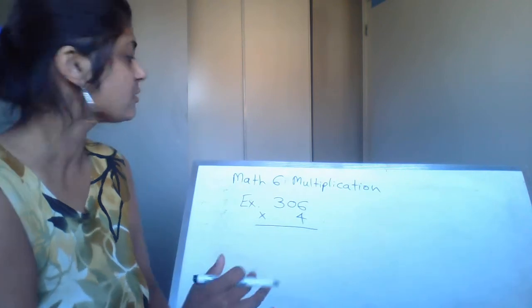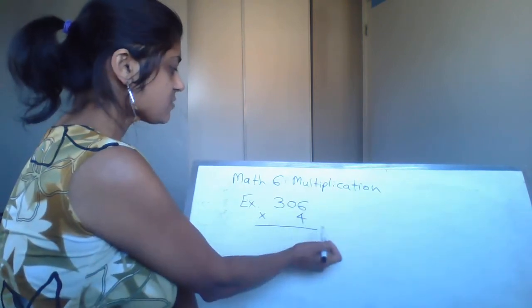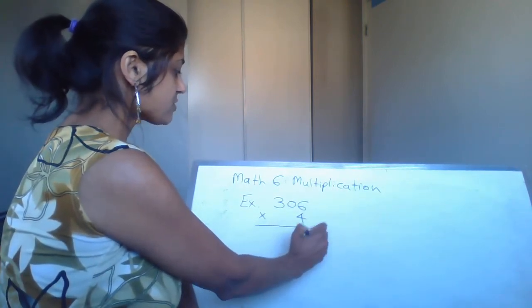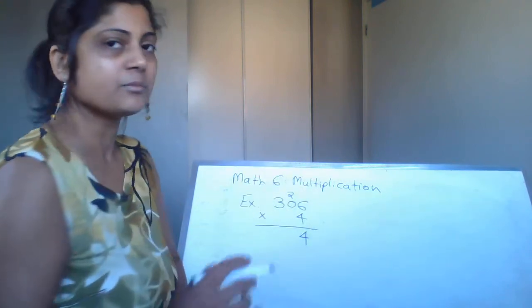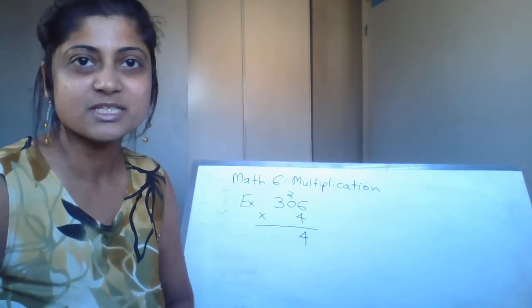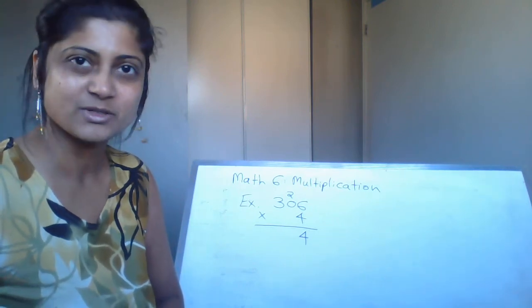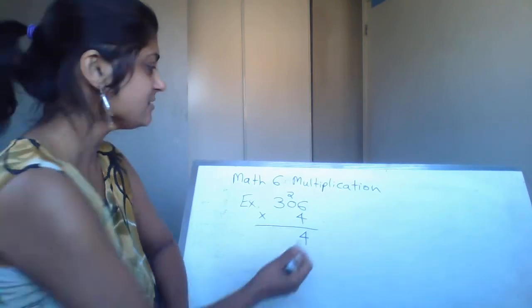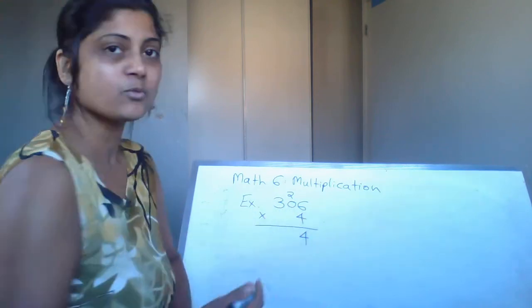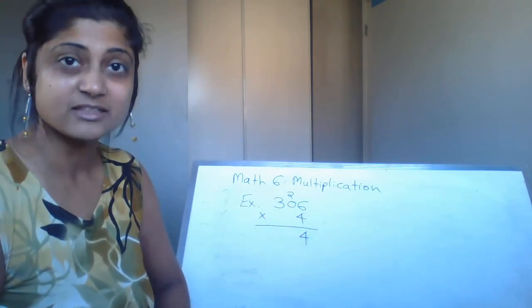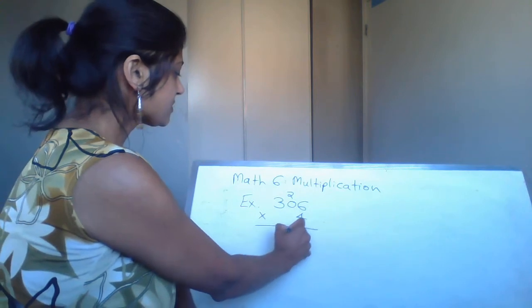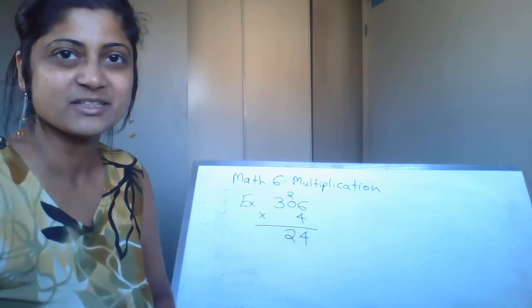So we're going to start off with the ones column. I'm going to do 6 times 4, which is 24. So you put the 4 on the bottom, and the 2 is going to be on the top of the next column, okay, which is the tens column here. Okay, then you're going to multiply it again. I'm going to do 4 times 0, which is 0, and then I'm going to add the 2, so plus 2, which is equal to 2, like that.